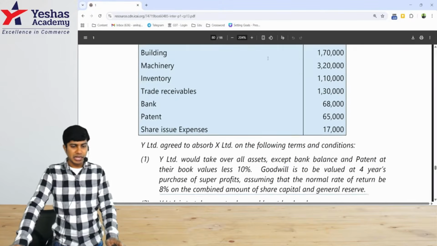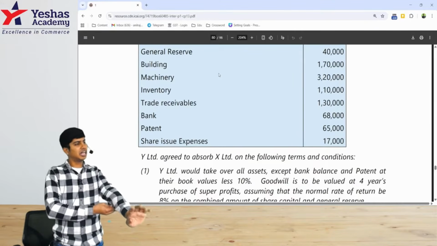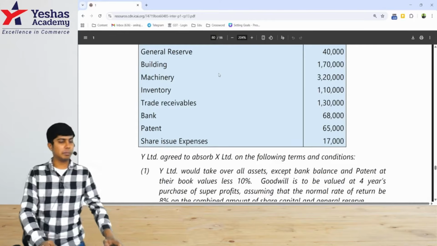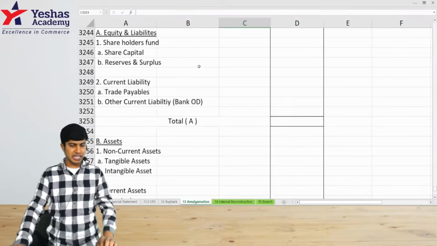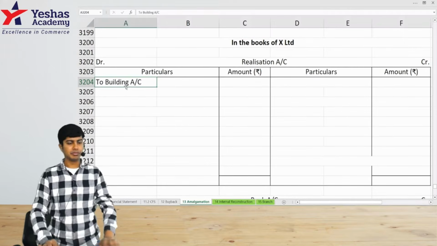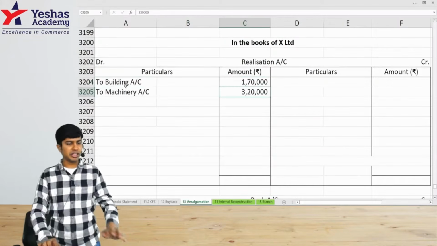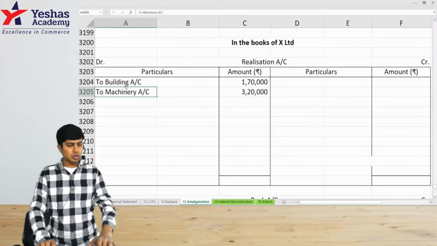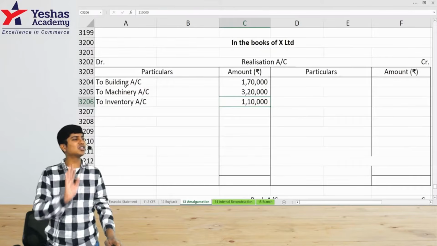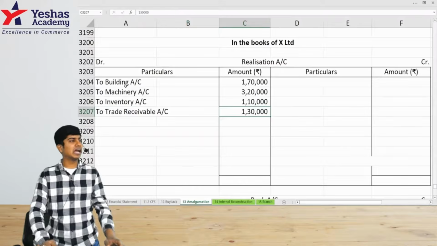Can we begin? Let's start with the first one. Shall I start with assets? Building, machinery, inventory, trade receivables. I will not transfer bank and patent. Sorry, I'll transfer patent. I'll not transfer bank. Shall I do that? Realization account debit. To building, 1,70,000. To machinery, 3,20,000. To inventory, 1,10,000. Sorry, it's taken over 10% less. Realization account. Transfer everything at book value. After inventory, 1,10,000. Trade receivables, 1,30,000.